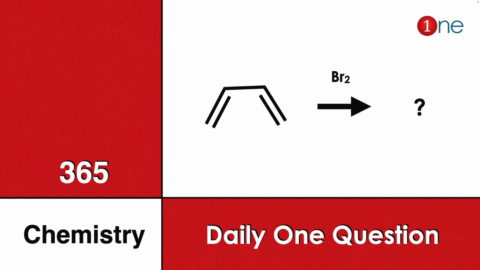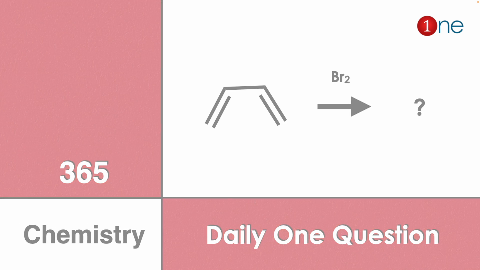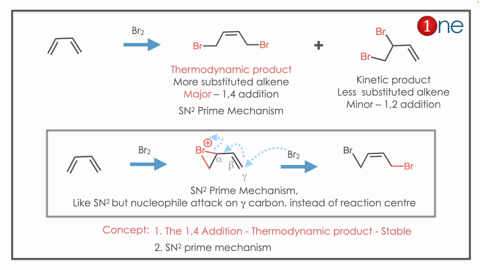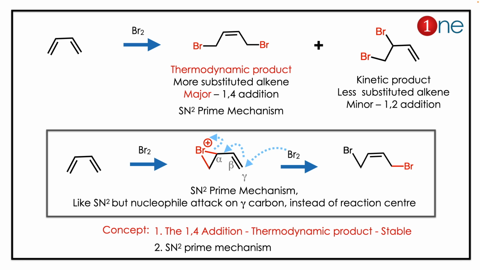Daily one question for you. Here butadiene is given, you are reacting with bromine. You have to find the final product. Here the confusion normally comes whether 1,2 addition or 1,4 addition, but the thermodynamically stable product is 1,4 addition there.